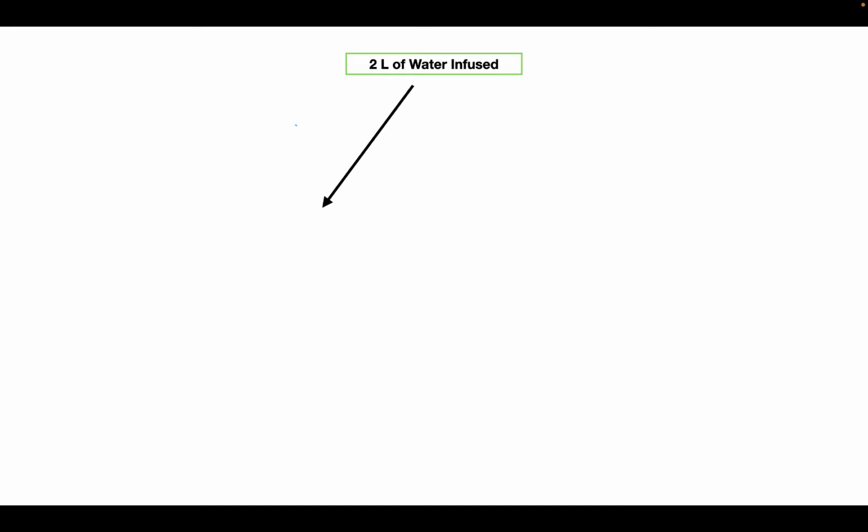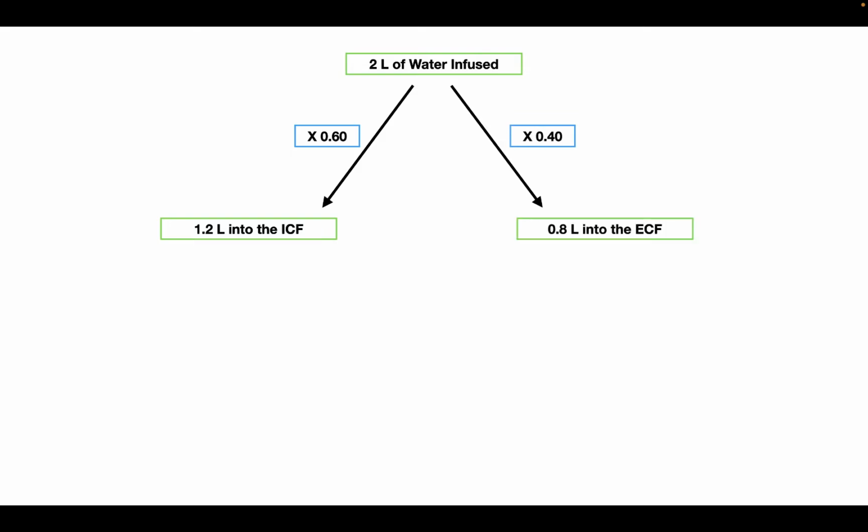Now remember that around 60% of the total body water is going to be in the ICF. So the 2 liters that was infused into the ECF, around 60% of this water will go into the ICF. So out of this 2 liters, 1.2 liters of it goes into the intracellular fluid. The remainder is going to remain in the extracellular fluid. So 0.8 liters will go into the ECF. So remember, out of the 2 liters of water infused, 60% of it is going to go into the ICF, and 40% of it is going to go into the ECF.